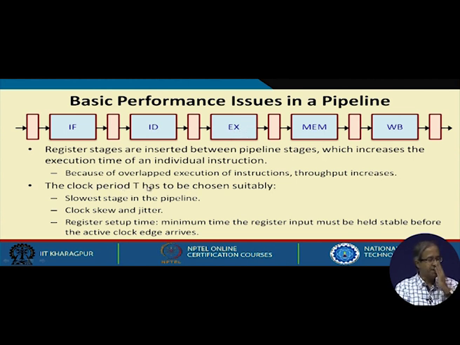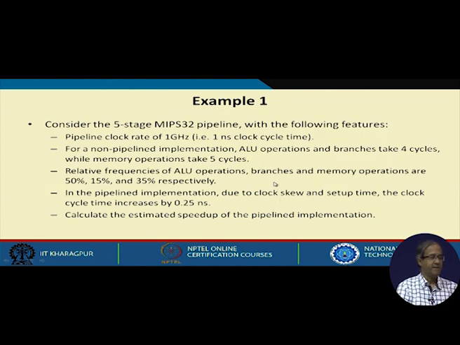And again, the clock period has to be chosen suitably. This was also discussed earlier, because the clock period T will depend on the slowest stage of the pipeline, plus also the clock skew and jitter, and the setup time of the latches. So, all these times taken together will determine the minimum clock period that will ensure correct operation of the circuit, or the maximum clock frequency.